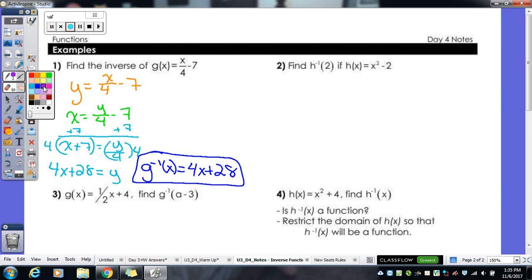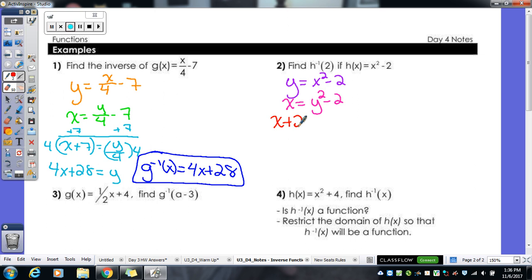That's telling us to find h to the negative 1 of 2 if h of x equals x squared minus 2. So what we have to find first is our inverse to get that h to the negative 1, and then you're going to plug a 2 in for your x. So let's find our inverse first. So y equals x squared minus 2, plugging in my y for my h of x. Switching my x and my y. So now we're going to solve for y. So we'll add our 2 over.